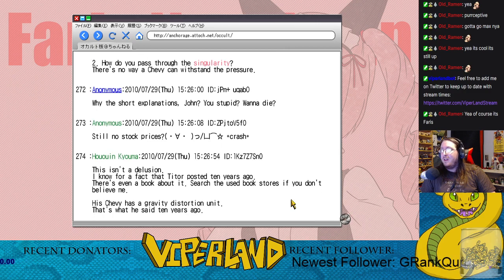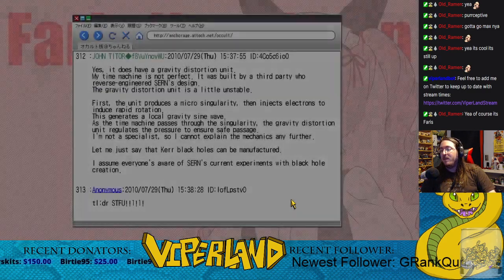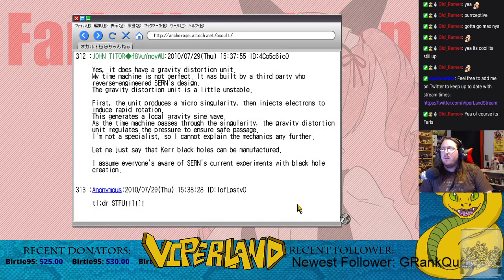This isn't a delusion. I know for a fact that Titor posted 10 years ago. There's even a book about it. Search the used bookstores if you don't believe me. His Chevy has a gravity distortion unit. That's what he said 10 years ago. Yes, it does have a gravity distortion unit.